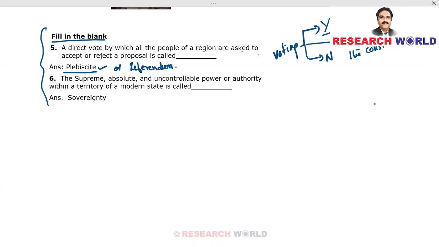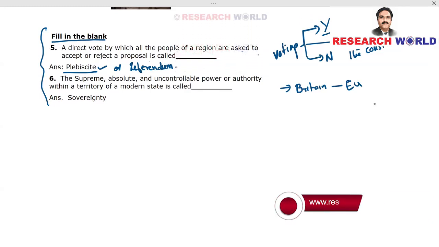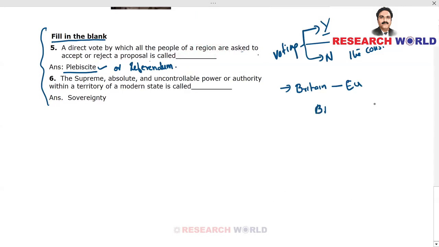A classical example for plebiscite slash referendum would be Britain, which was a part of European Union, who decided to exit European Union, and that was referred to as Brexit. Britain exiting from European Union. This was actually conducted by a referendum.